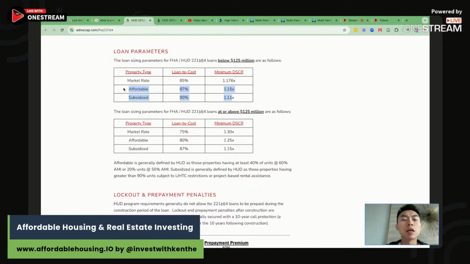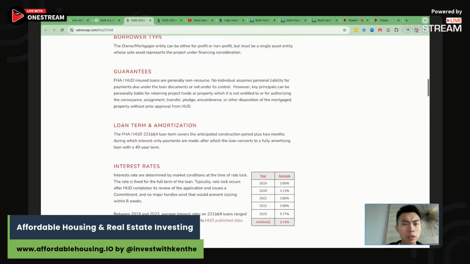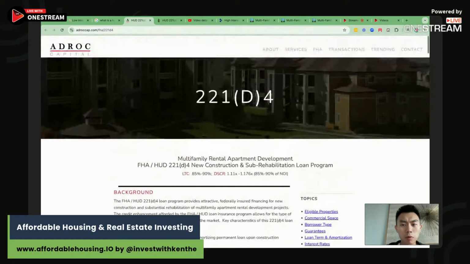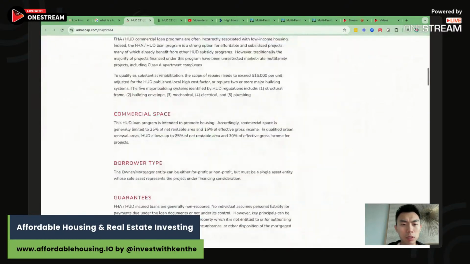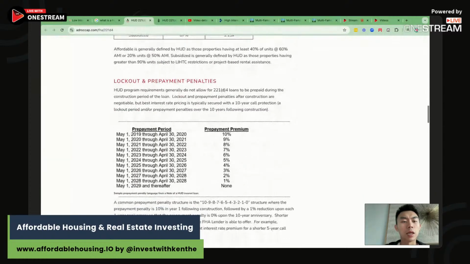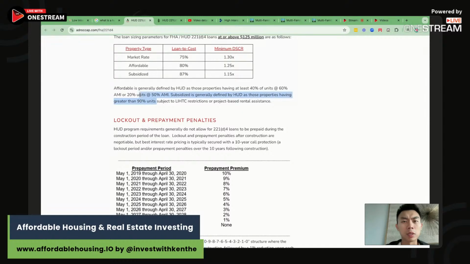Then you have this other property type called affordable. Affordable just means that you have to have at least 40% of units set aside for 60% of the AMI, or 20% of units at 50% AMI. That's one area, and this might be a dated one, actually. Let's see, where's this one? This one's probably written a long time ago, because it's from 2019. Yeah, this is from 2019, so I believe that affordable number is a little different now.